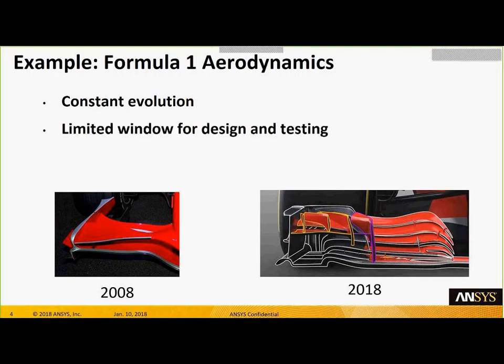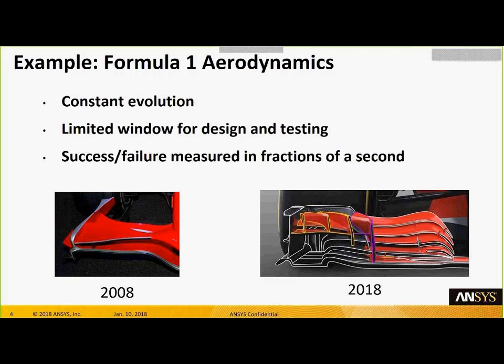So along with this constant evolution, you have a very limited window for design and testing. The actual on-track testing for these cars happens over the course of a few days, and that's about it. So if the design isn't optimized and ready to go at that time, there's not really any chance to turn back. And we're talking about teams with budgets of hundreds of millions of dollars invested here. And then overall success and failure of the design is going to be measured in fractions of a second. So every single result is crucial leading up to the on-track testing and the start of the season.